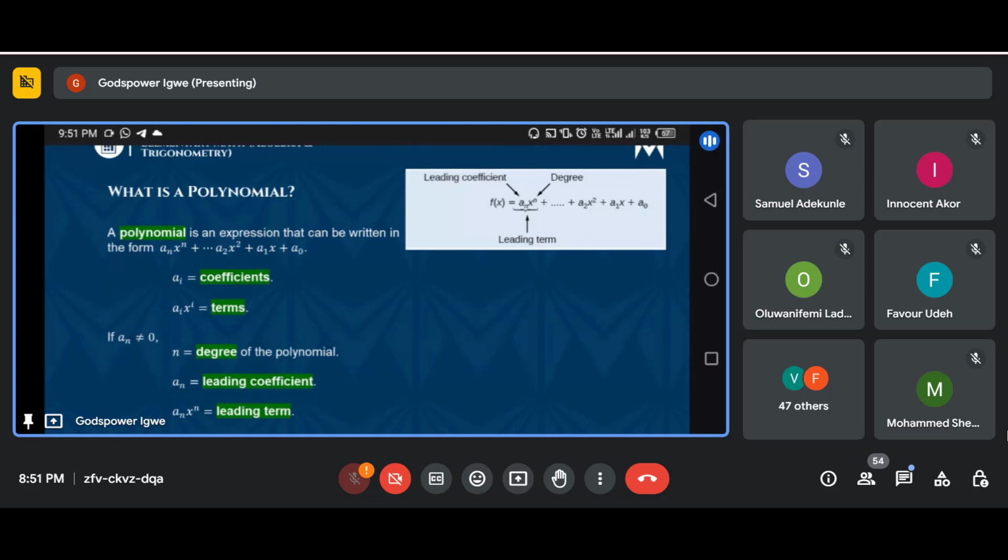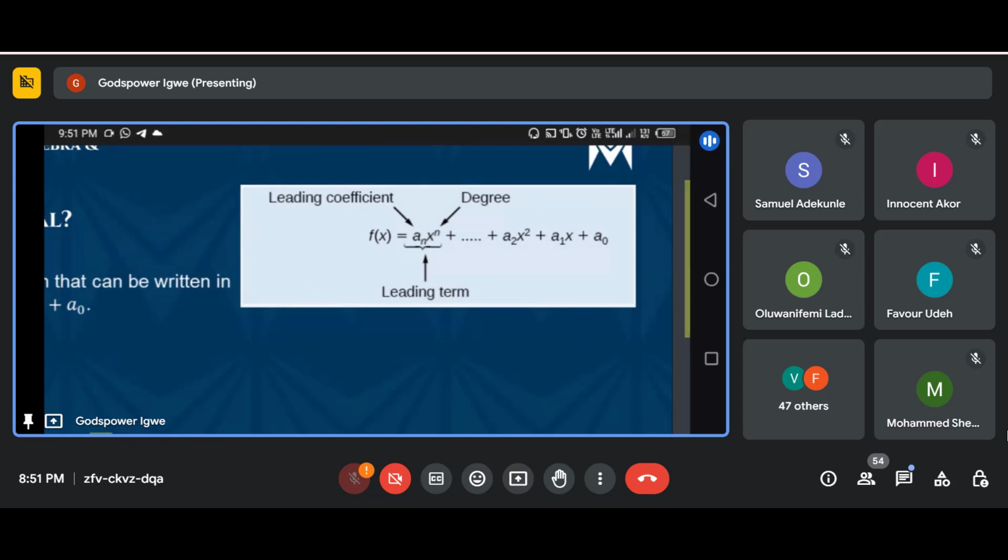The degree is the highest exponent. a_n is the leading coefficient, the number behind the alphabet there. Then a_n x to the n is the leading term. So go to the leading term here. You see the leading term is what they're trying to show you here. The exponent n is the degree, and the leading coefficient is the a_n there.